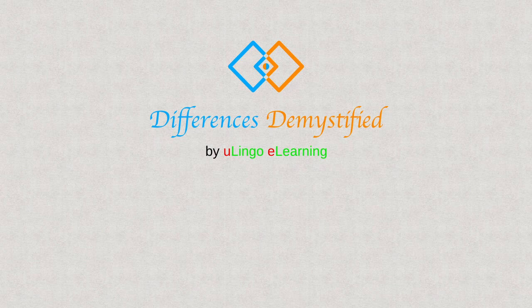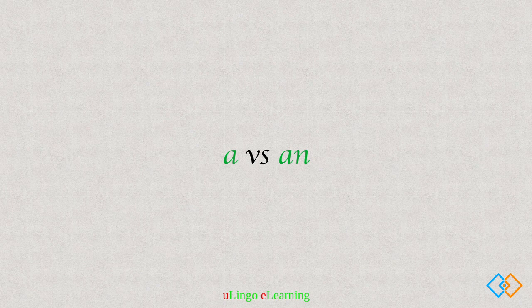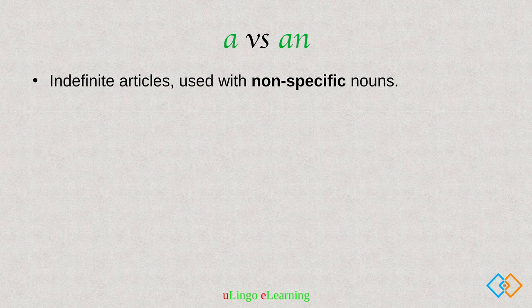Our lesson today is about the differences of a, an versus the versus no article. First of all, let's have a look at the differences between a and an. A and an are indefinite articles. When you use a or an, you mean non-specific persons, animals, or things. For example, a chair, an orange.